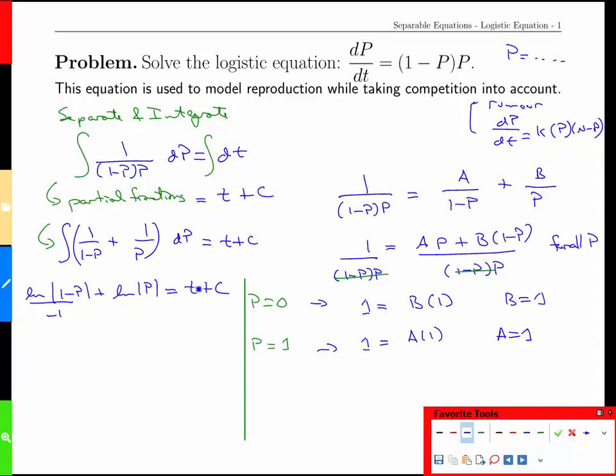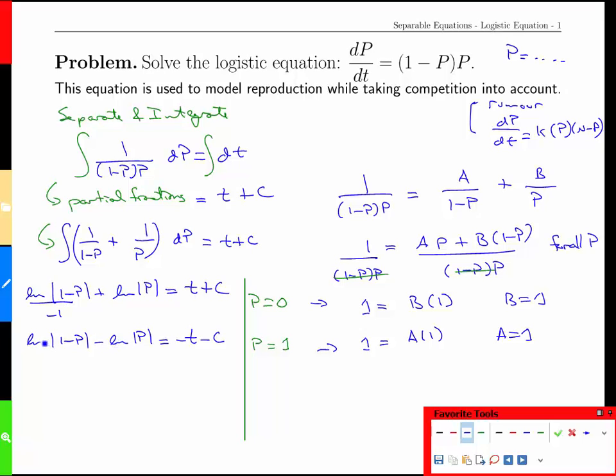Our goal from here is to isolate for p. Now this is the most complicated scenario we've seen. We actually could just stop and say there's an implicit relationship, but if we're careful we can actually get down to p equals. So let's try that. Just being careful with each step. We're going to bring this -1 up, multiply through by it. That'll give us negative t minus c.